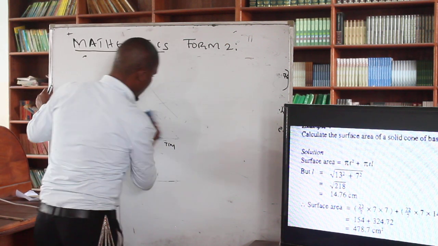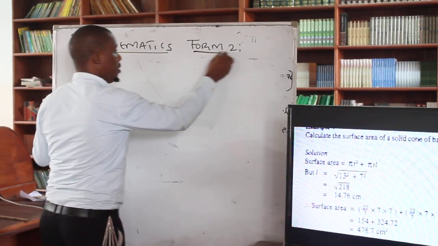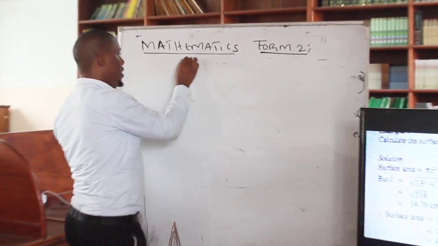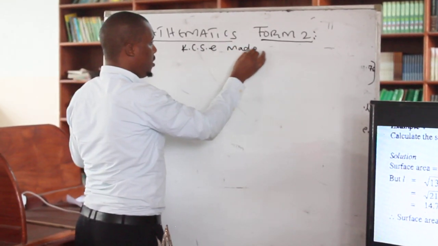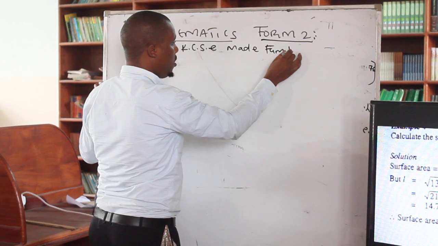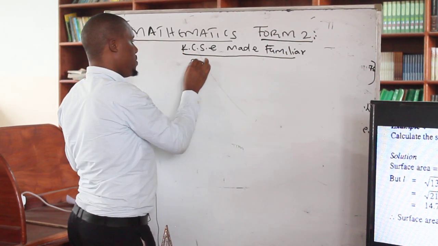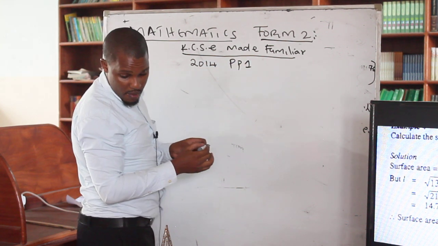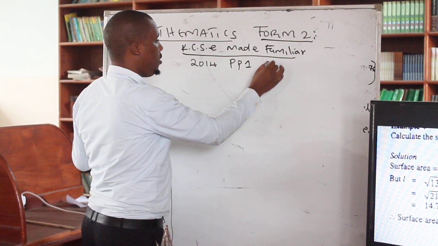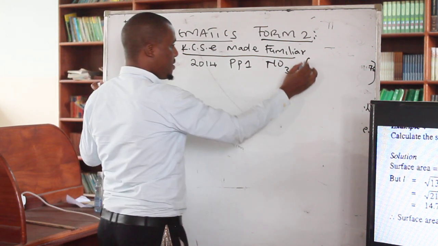Before I move to the next section, I want us to try that KCSE question. This is a KCSE question from your revision book. This question was in the 2014 paper 1, and it was number 3, for 3 marks.